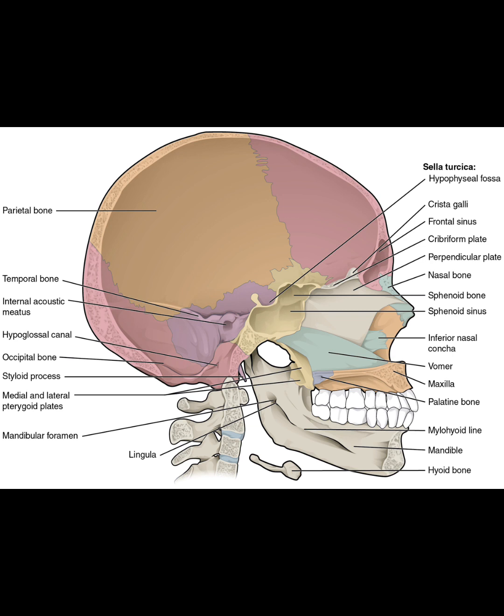Then you have the cribriform plate, which allows the passage of the olfactory nerves to the roof of the nasal cavity. The frontal sinuses also help to make mucus to keep the nose from drying out. And then you have the crista galli, which separates the olfactory bulbs. The hypophyseal fossa also houses the pituitary gland and the hypophysis cerebri.